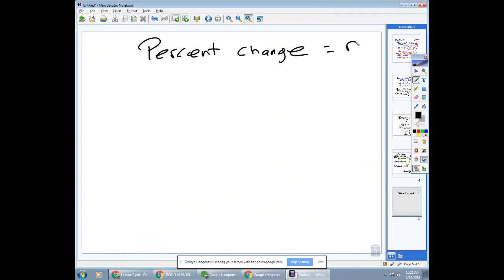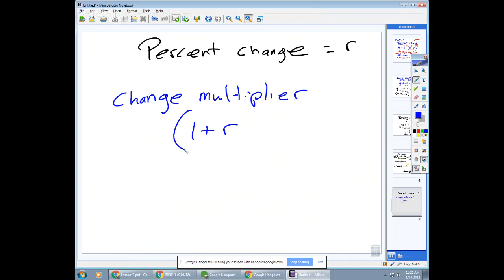If we call that R, then we get what's called the change multiplier. And that's 1 plus whatever R is. The cool thing about that is this works whether R is an increase or a decrease. If R is a decrease, it's going to be negative, so we're going to get a subtraction right there.